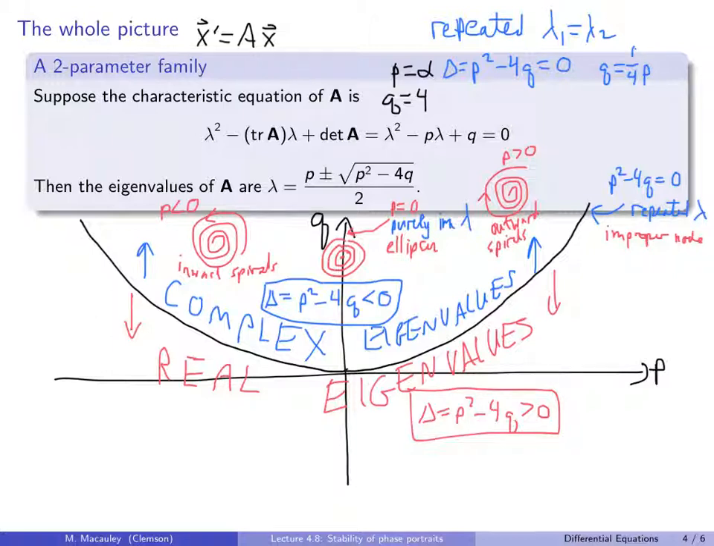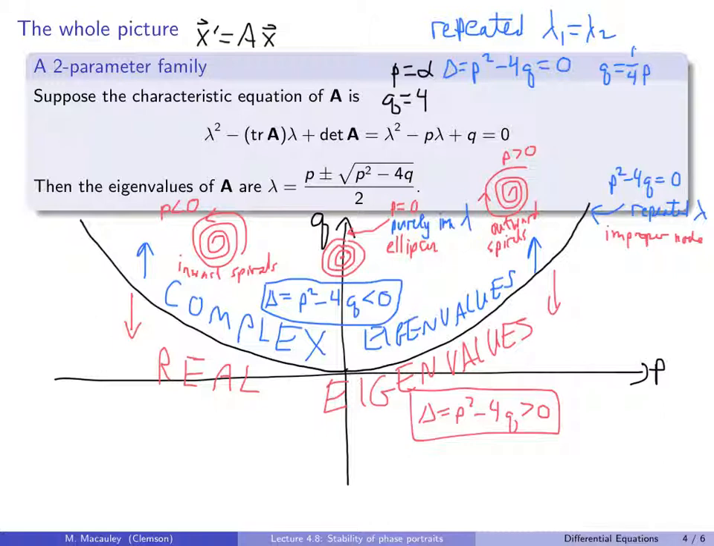Okay, so now that I think we've finished the top half, let's look at everything below the parabola, where the eigenvalues are real. So when we are below the p-axis, q is negative. When q is negative, that means p squared minus 4q is actually greater than p squared.